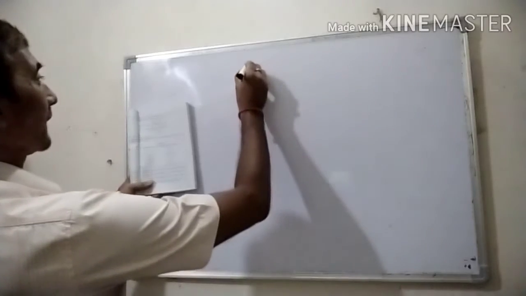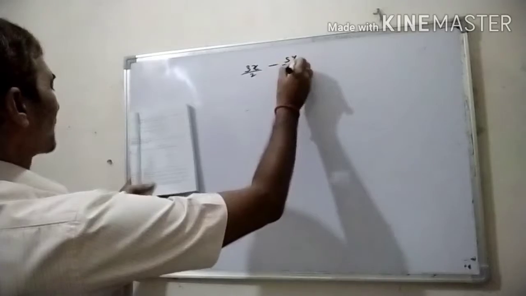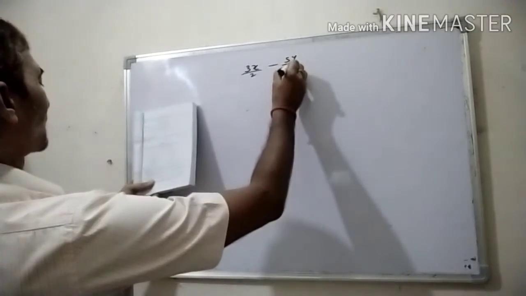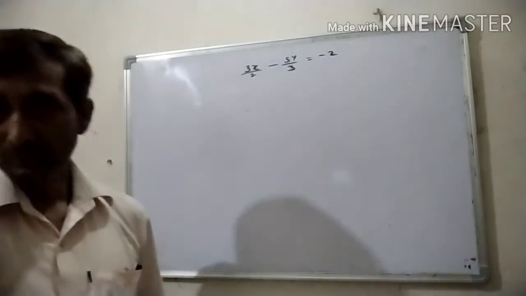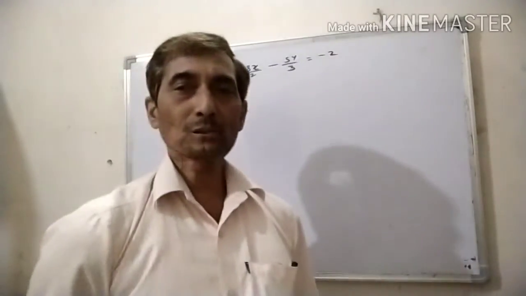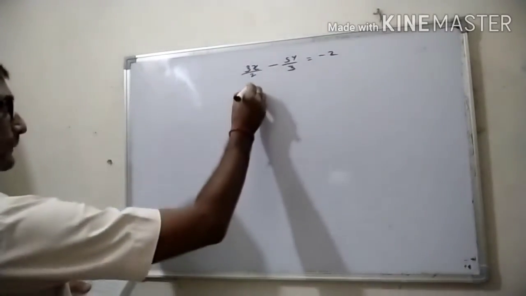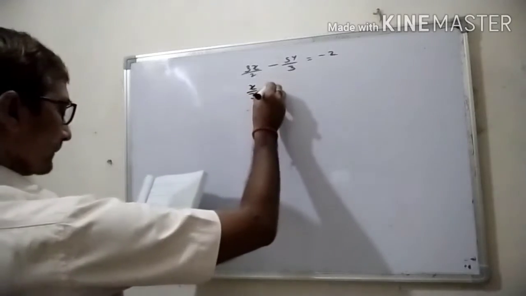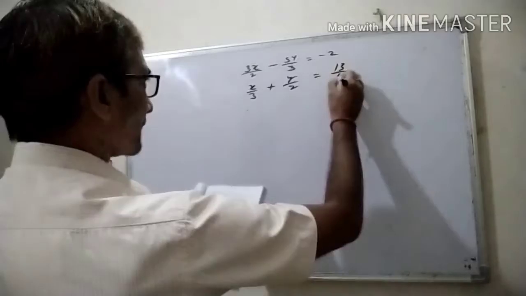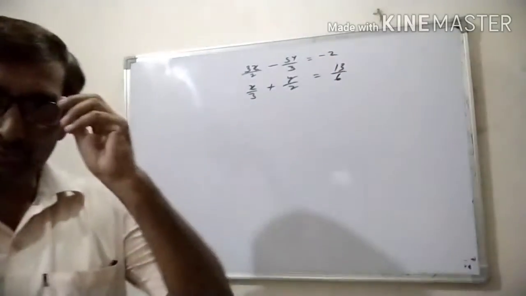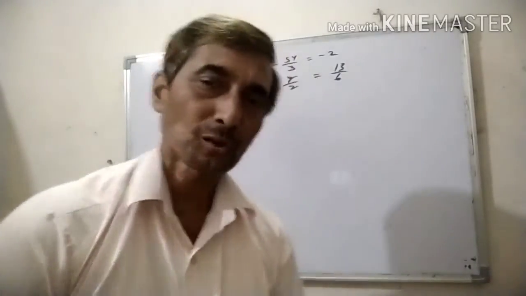The question is 3x by 2 minus 5y by 3 equal to minus 2, and x by 3 plus y upon 2 equal to 13 by 6. These are two linear equations and we have to solve them by the substitution method.